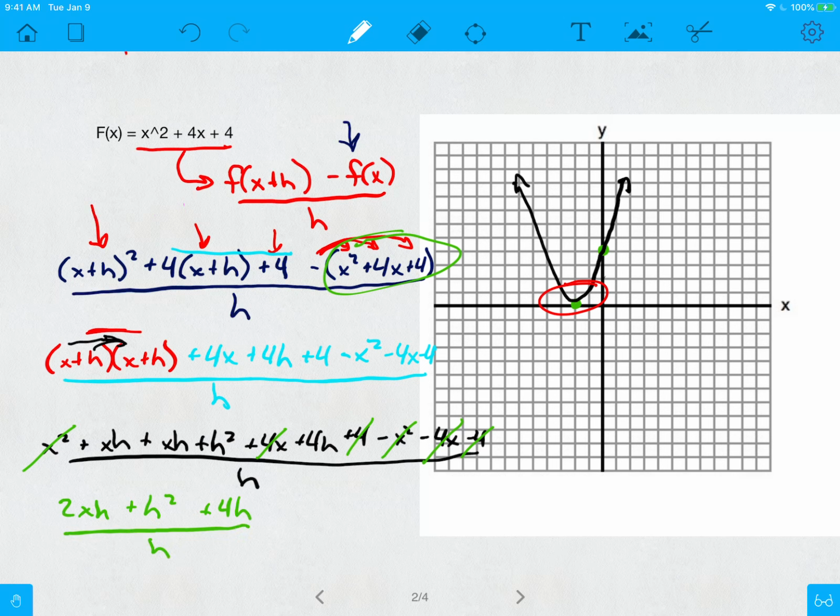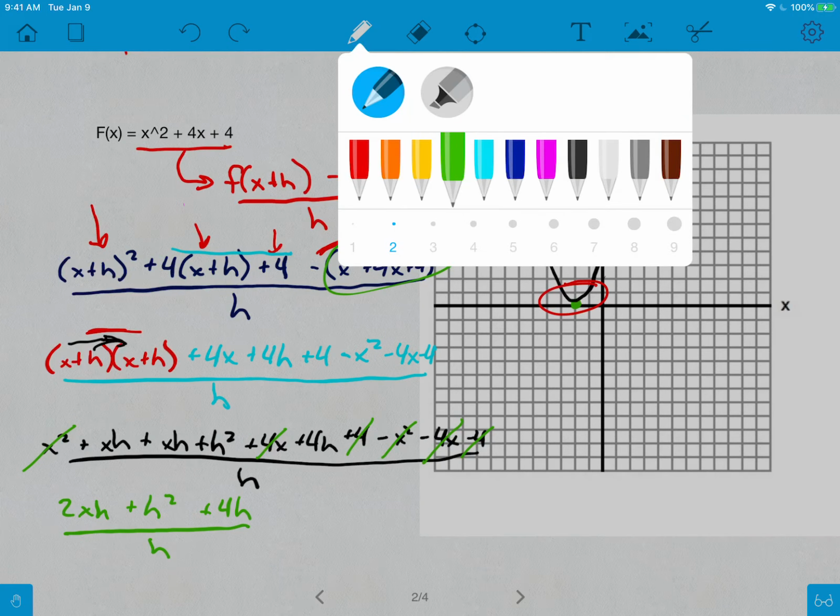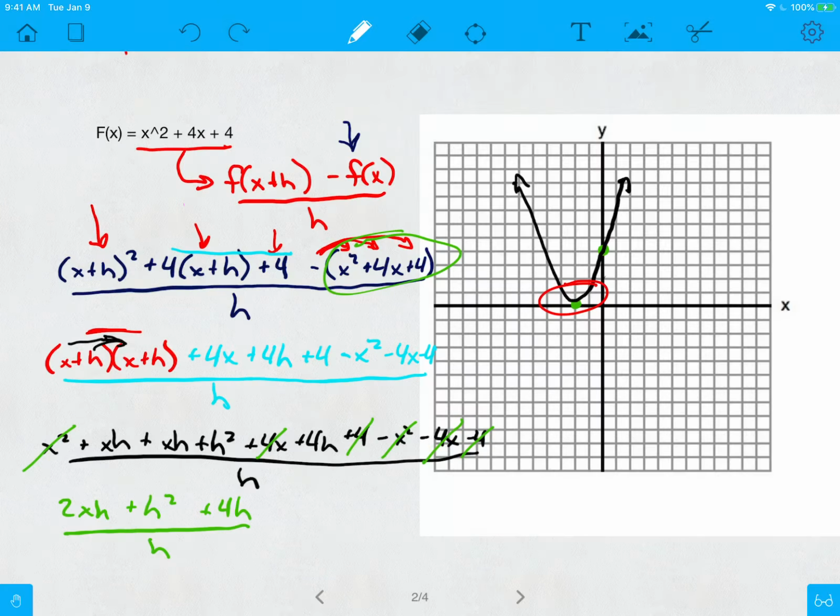That's what I'm left with. And yes, I know I just added the xh's together. There's two of them. Now, what I'm going to do next is I'm going to divide everything by h. So here's what I'm left with. I'm left with 2x plus 1h, because I canceled the 1, and then the 4. That's dividing everything by h.